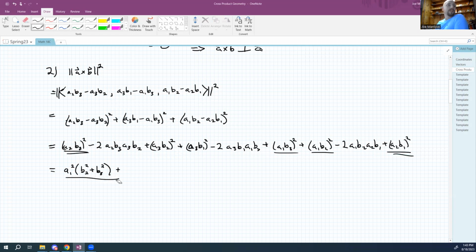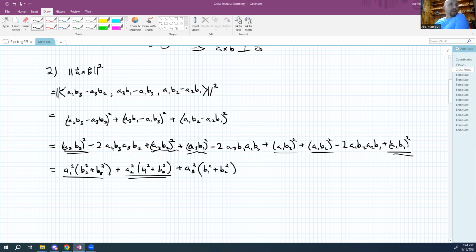So that's the single underline term. Then for double underlines, I've got A2 squared times B1 squared plus B3 squared. That kind of is similar, right? But it's also missing a thing. Okay. And then I've got A3 squared, and these are going to be under squiggles, and that one's got a B1 squared and a B2 squared.